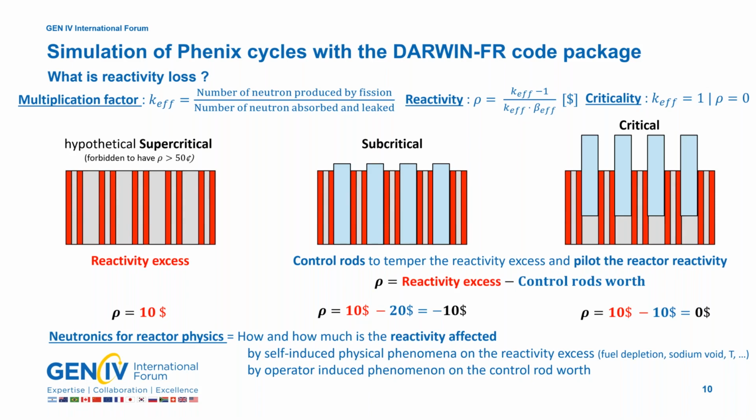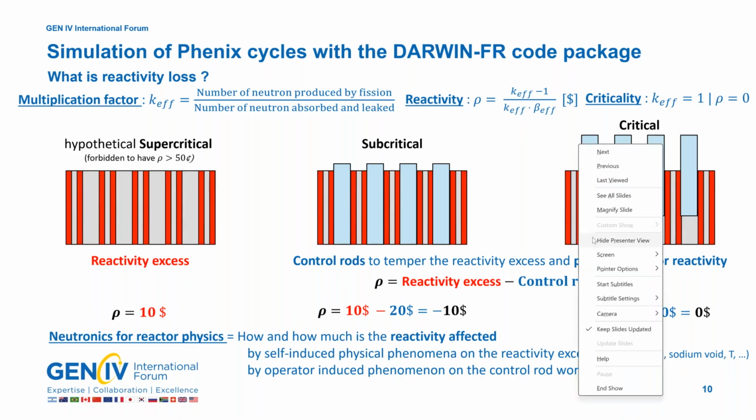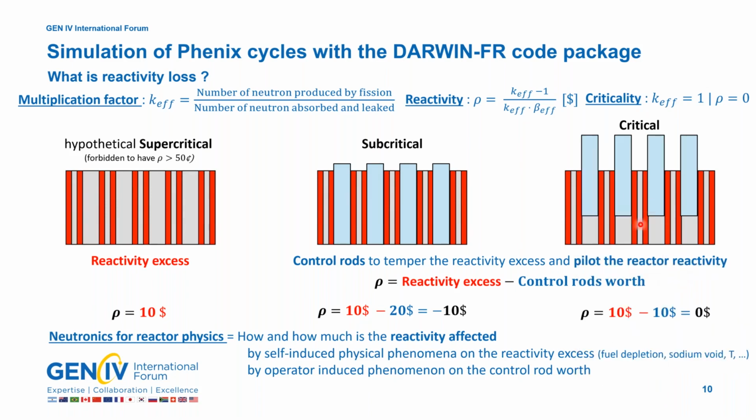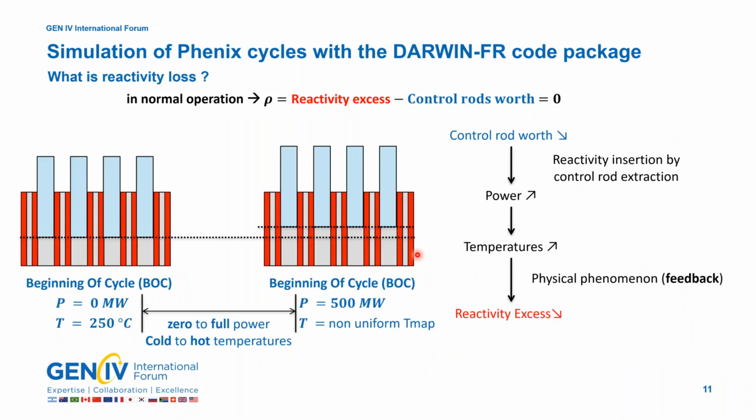So now we have a critical reactor, but at 0 power and cold temperature. In a real reactor context, at least a power reactor, we want to increase the power to produce heat and or electricity. For that, we will extract the control rod. This extraction will induce a supercritical state. This will be lower than the reactivity excess, so the power will increase.